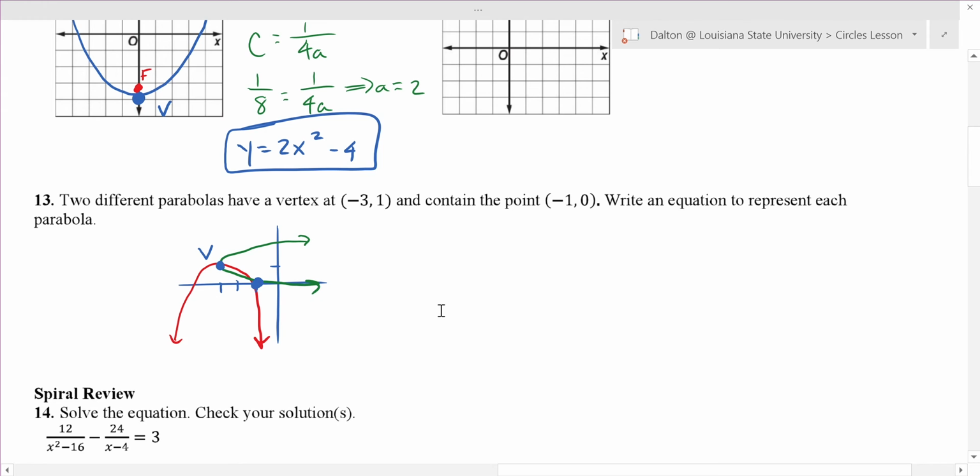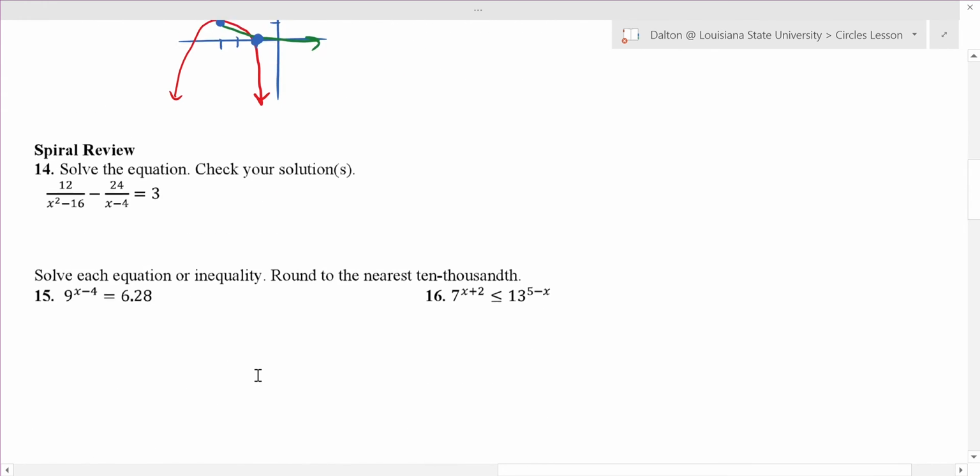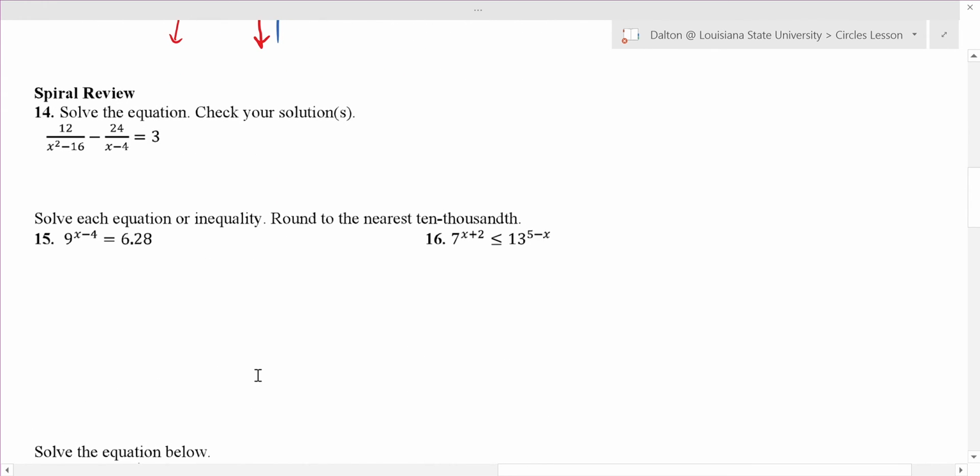Numbers 14 through 17 were a spiral review. The only one I want to talk about briefly is number 16, because a couple of chapters ago when y'all took this on your test, it was a big struggle. I want to remind you, you could do change of base if possible, but it's not possible. You can't change 7 and 13.